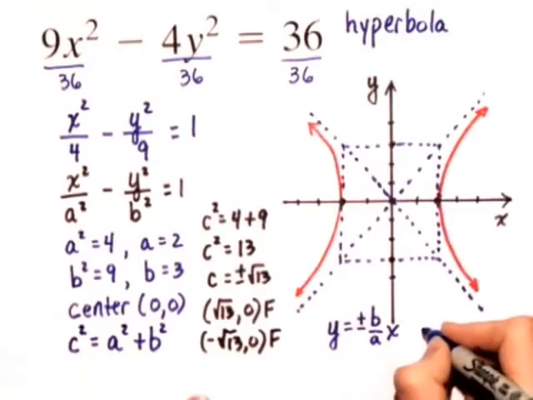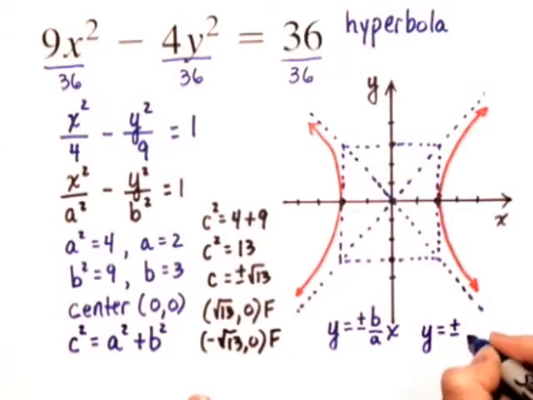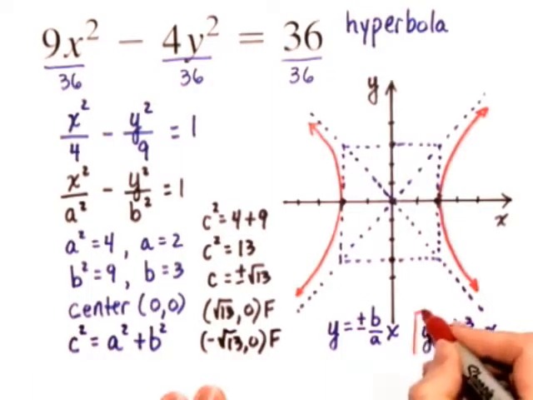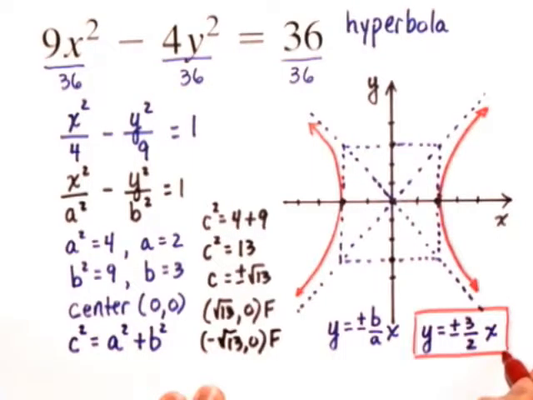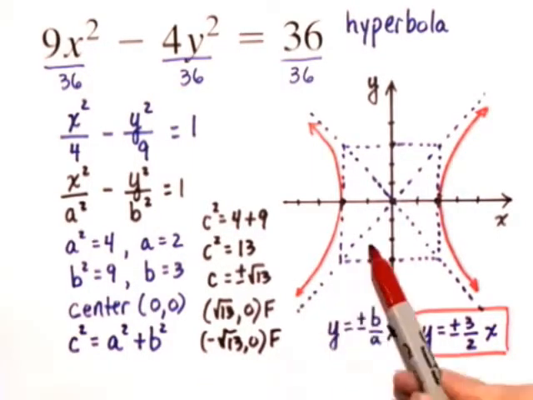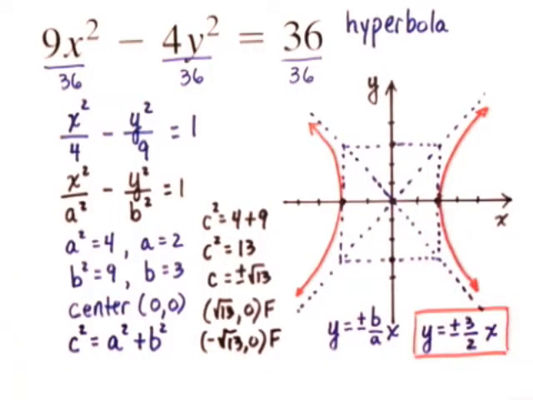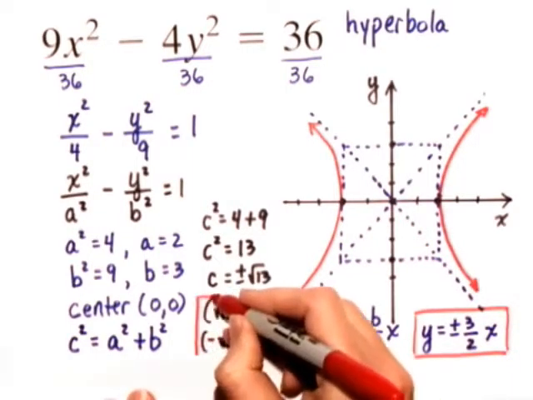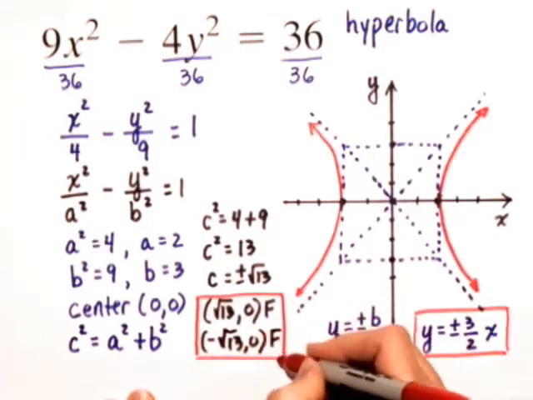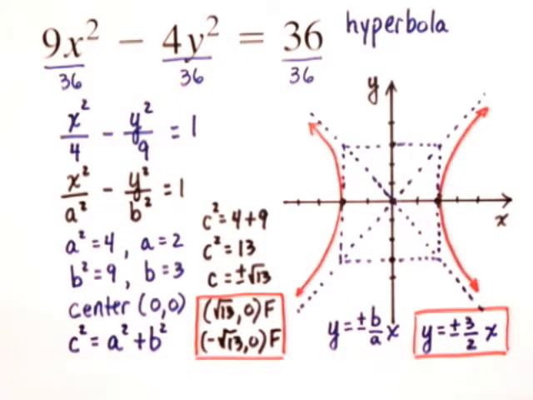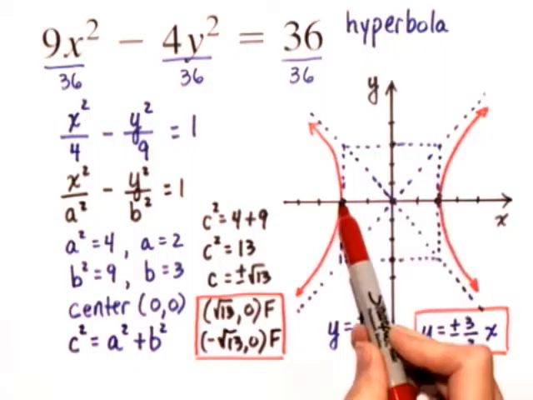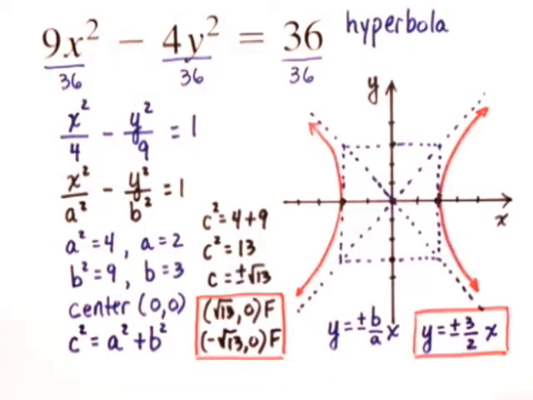So in our case, we have y is equal to plus or minus b, which is 3, over a, which is 2, x. So I'm going to highlight the information that we have. y is equal to plus or minus 3 over 2 x are the equations for the two asymptotes, these two diagonals that I drew through here. The location of the foci are right here, plus or minus the square root of 13 and 0. The vertex is located at 2, 0, and the other vertex is at negative 2, 0. And here is the graph of our hyperbola.